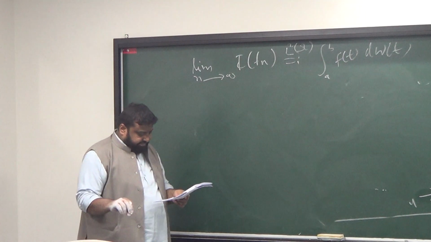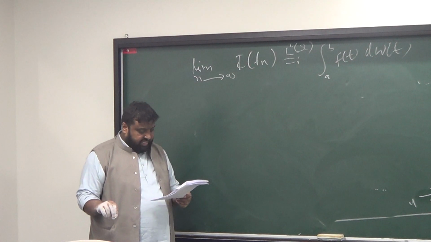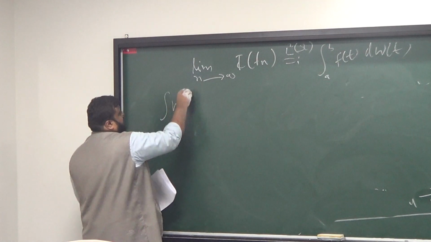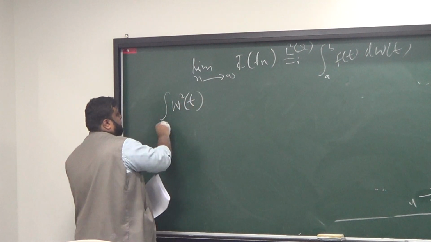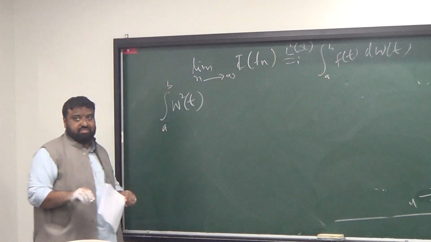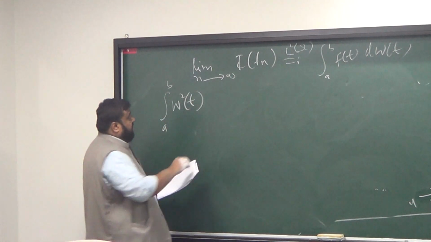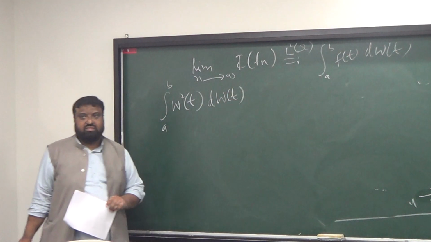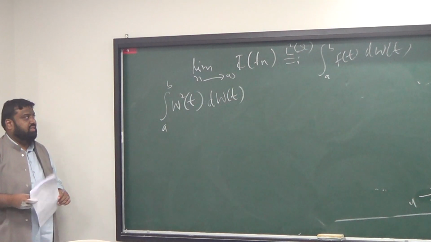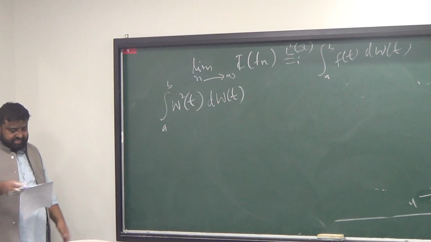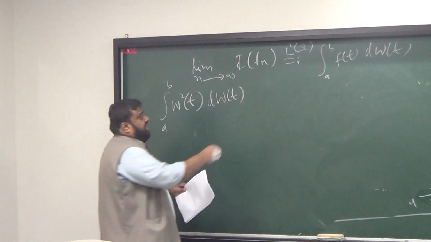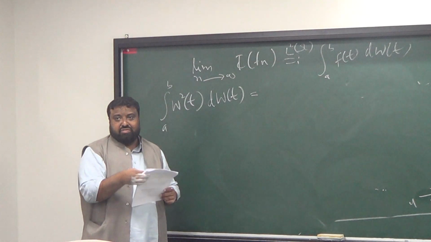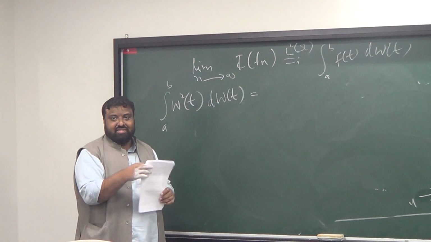So here's the thing. Let's solve this integral. Imagine I have the square of the Brownian motion from a to b, and I want to integrate it with respect to the Brownian motion. The question is, how can I integrate it? Imagine I'm telling you the integral already. Can you guess the integral of it?